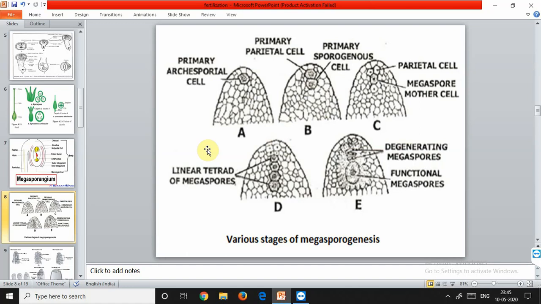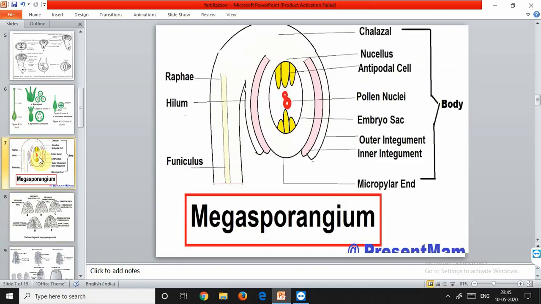The ovule arises as a small mound of homogeneous tissue on the inner wall of the ovary. I told you where the ovules are present. So the different types of ovule are present on the basis of the position of the micropyle. So there are two very important ends, the micropylar end and the nucellar end. On the basis of these two, the ovules are of many different types.